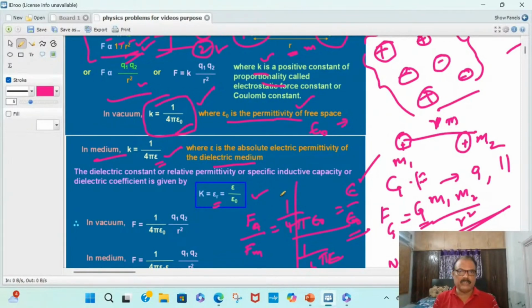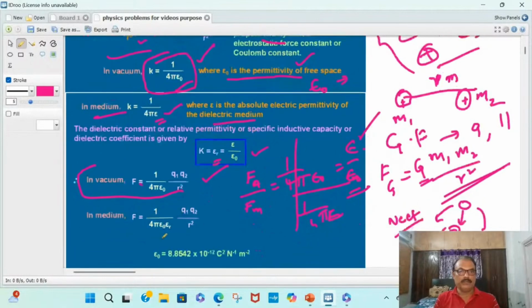Epsilon naught is free space, and epsilon is the permittivity of the medium. You studied permittivity even in chemistry: different permittivity for sodium chloride, and then water permittivity. When sodium and chloride, the positive and negative charges, are dissolved in water, the force between them reduces 81 times because of the permittivity. The relative permittivity is so much, right? The force will reduce depending upon the medium. Now finally, what you are going to learn here is: F is equal to 1 by 4 pi epsilon Q1 Q2 by R square, that is in vacuum, and in a medium it is this.